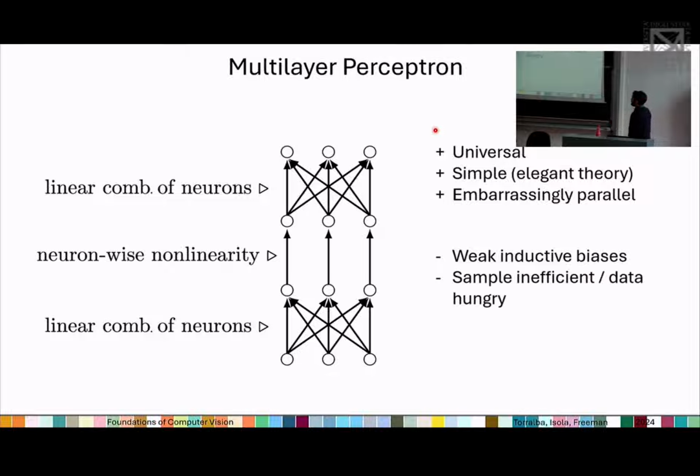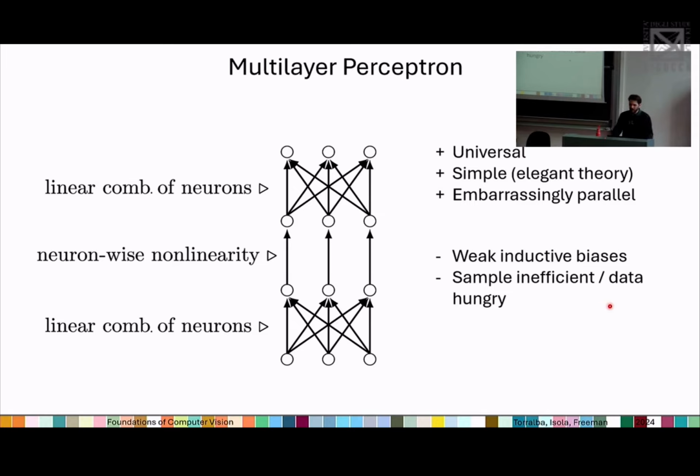The downsides are that it has weak inductive biases. What's an inductive bias? That's kind of your hypothesis. Like, I'm looking for a quadratic relationship. I'm looking for an exponential relationship. Here you're not looking for anything specific at all, because these neurons don't really prefer any structure over the other.